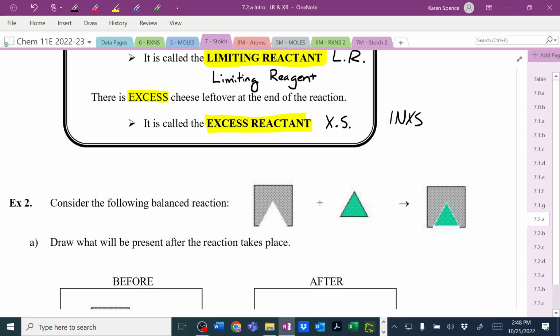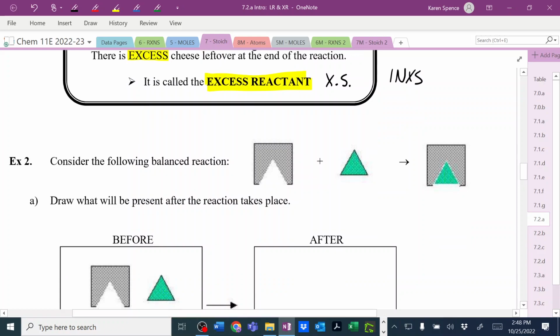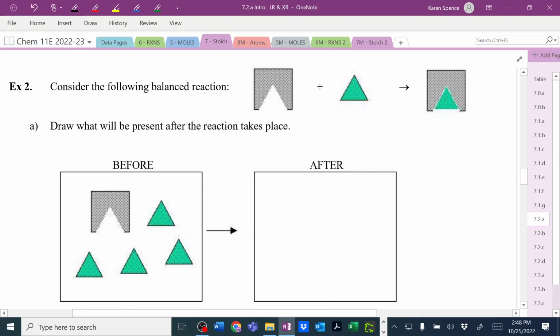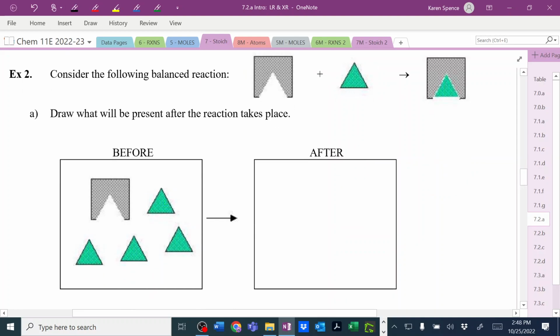All right. Consider the following balanced reaction. We have the little square thing with a notch. We have a triangle, and we make a square thing with a notch attached to a triangle. If I give you 4 triangles and one of those square things with a notch, what would we have after our reaction? Please draw it.